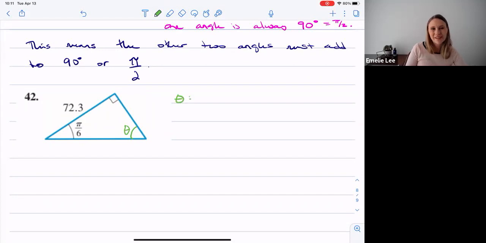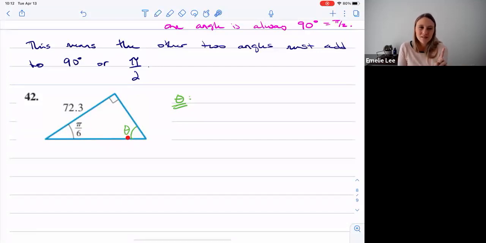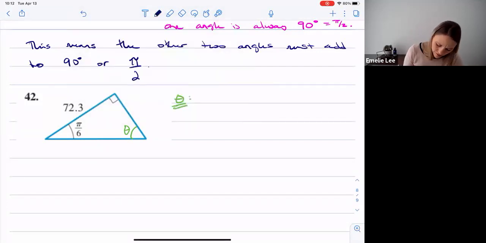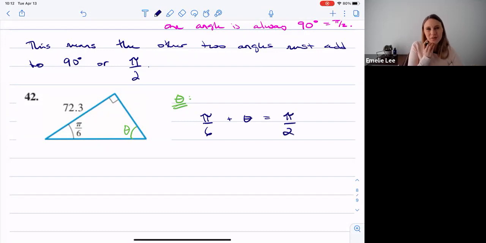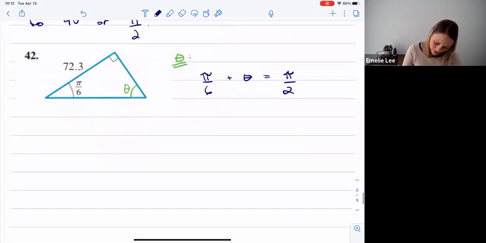So solving for theta, I'll do this to show that this is me solving for theta. Okay. So I know that pi over 6 plus whatever this angle is, it has to add up to pi over 2, right? Because overall it has to add up to pi, but this right angle is pi over 2, so that's fine. So I know that pi over 6 plus theta equals pi over 2. So then theta must be pi over 2 minus pi over 6.